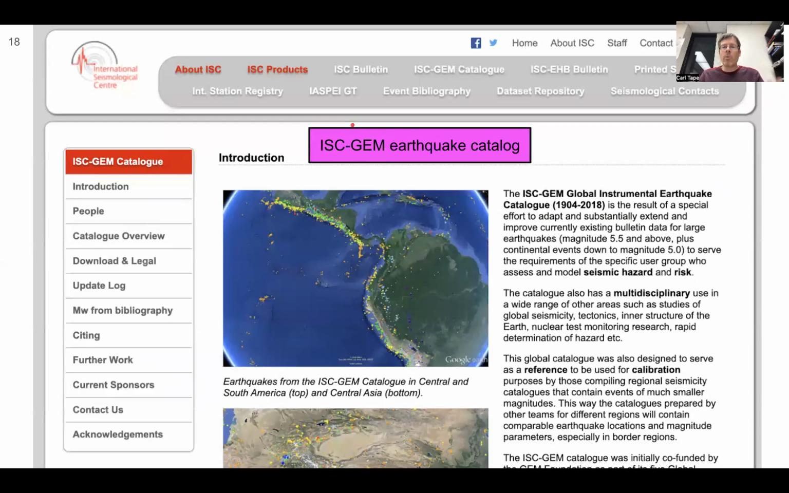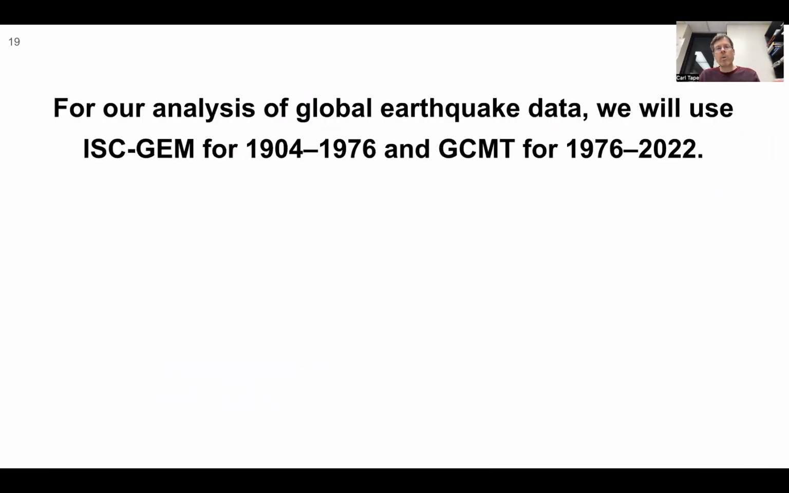On to the next catalog. We want to go further back in time before 1976 to look at a longer record of earthquakes. This is the ISC-GEM catalog screenshot from that webpage. And so for our analysis, we're going to combine the ISC-GEM catalog, 1904 to 1976, and the GCMT catalog for 1976 to 2022.